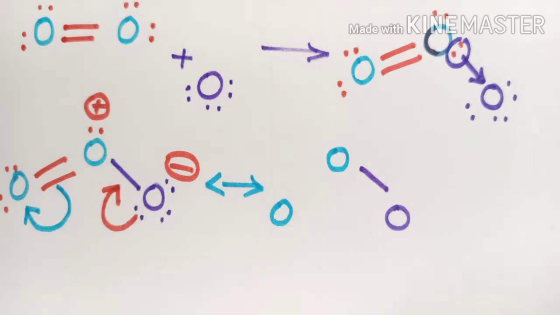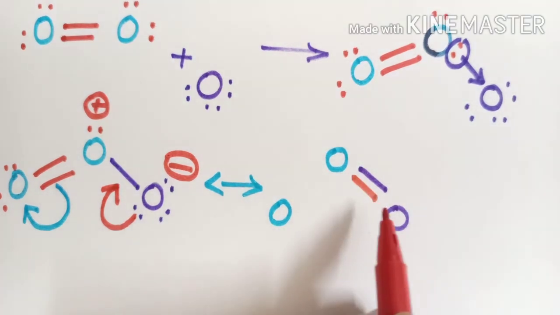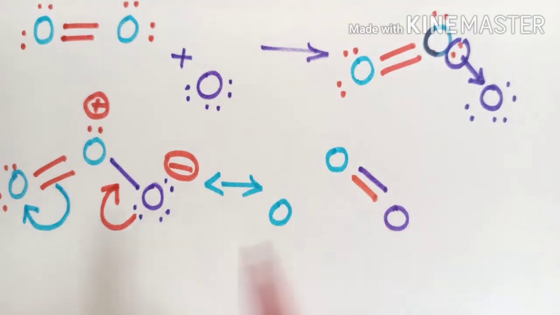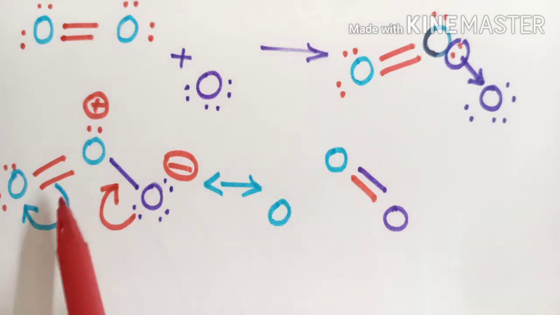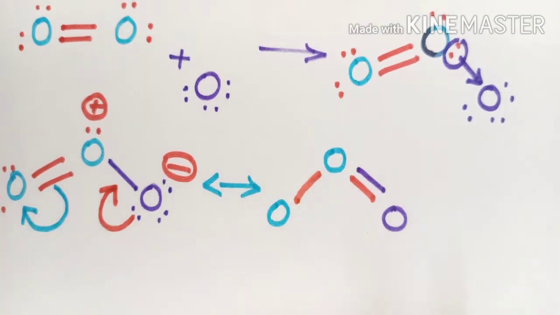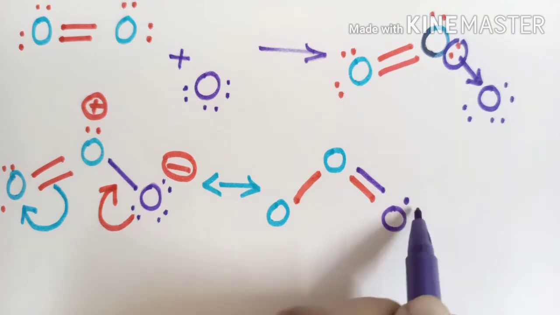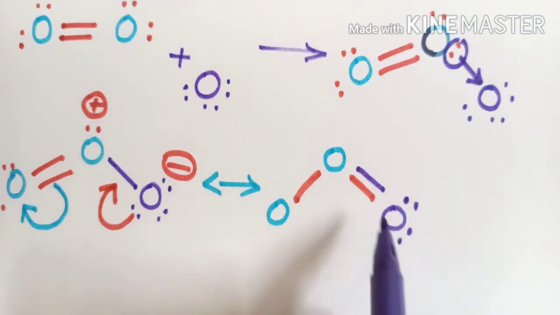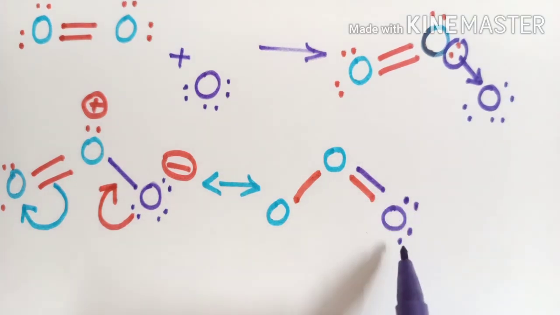Now it has been converted to a double bond. With the result, the bond length decreases. Now this double bond has been converted to a single bond. Now just distribute the electrons here. You find that the electrons that are remaining will be 1, 2, 3, 4. So total of 6 electrons. That means this oxygen is neutral now.